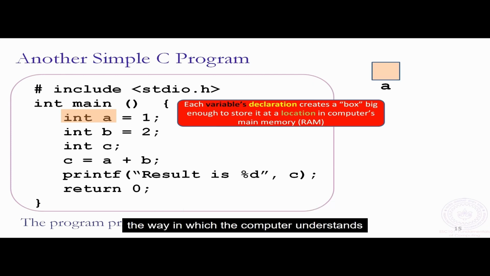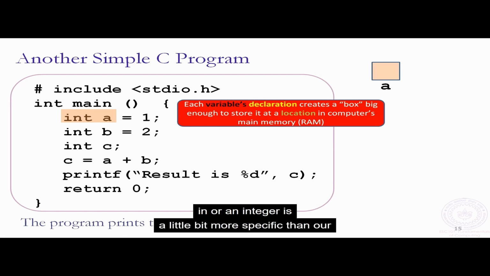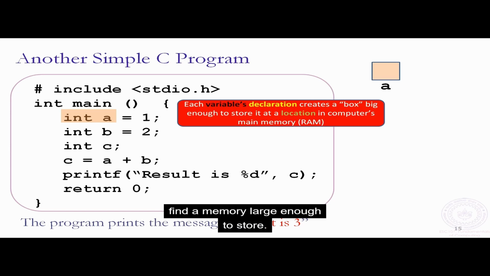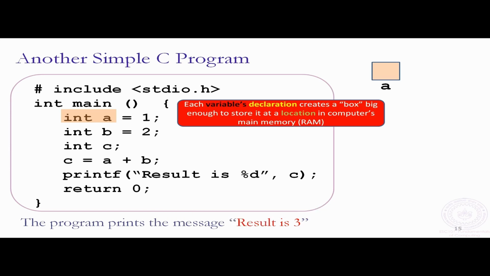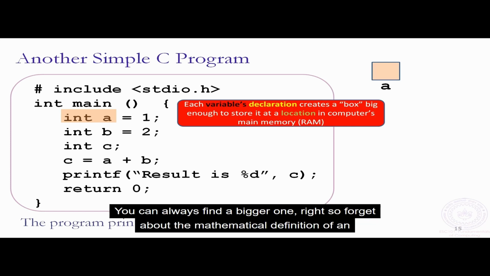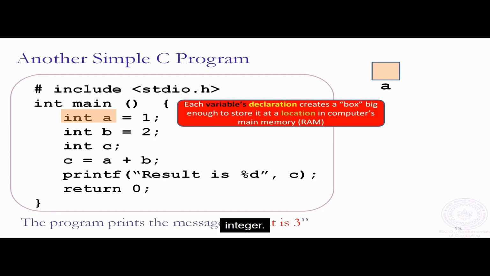So the way in which the computer understands int or an integer is a little bit more specific than our general understanding of an integer. An integer can be infinitely big. You will run out of all the computers in the world before you can find a memory large enough to store the largest possible integer. It doesn't exist. You can always find a bigger one, right? So forget about the mathematical definition of an integer.